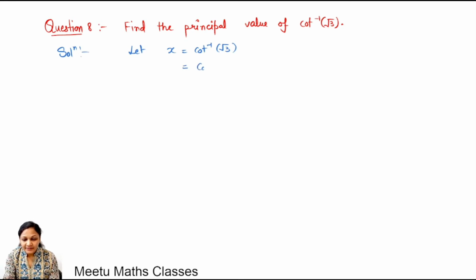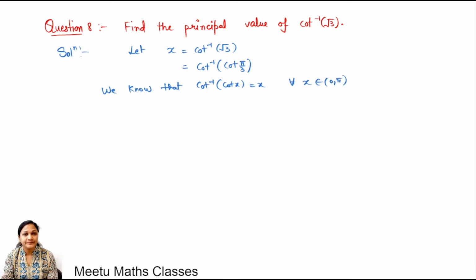Now, root 3 can be written as cot of pi by 3. Now, we know that cot inverse of cot x is equals to x for all x belongs to open interval 0 to pi, and here pi by 3 lies between open interval 0 to pi. Okay, so your x will be equals to pi by 3.